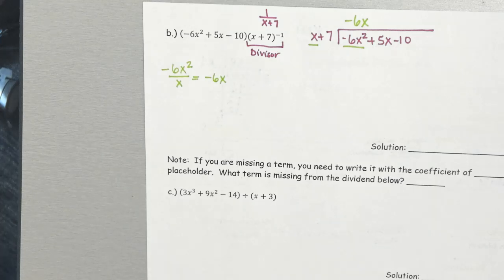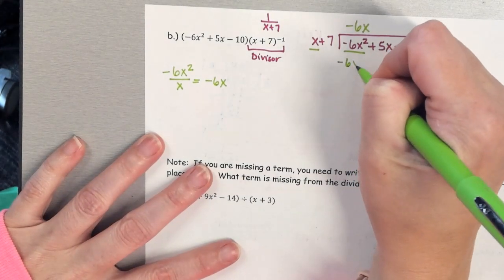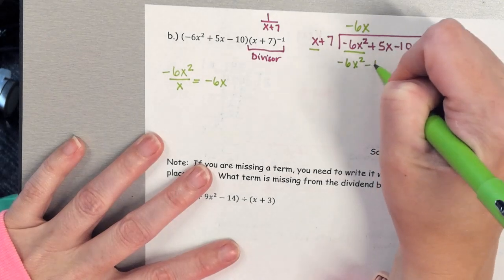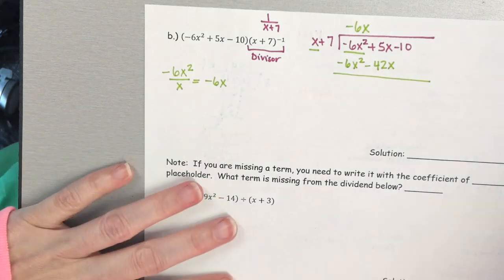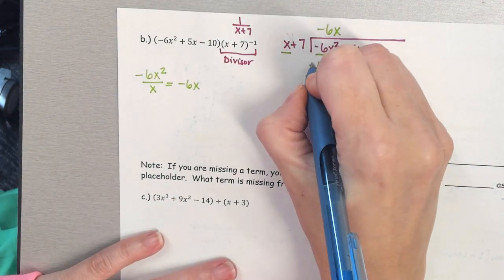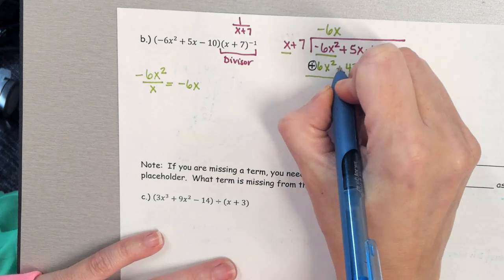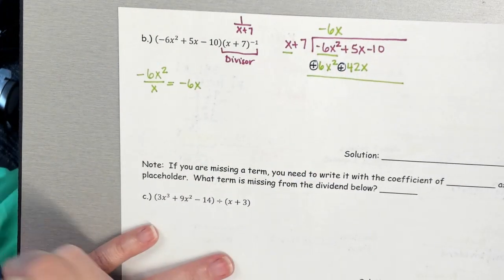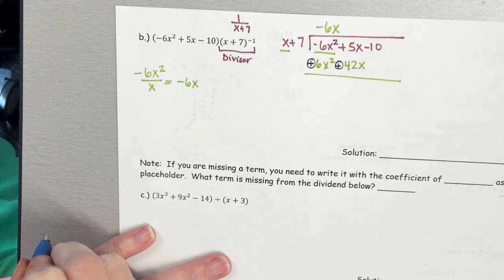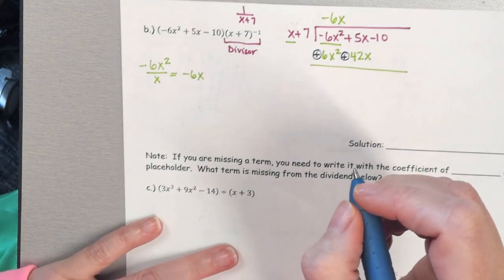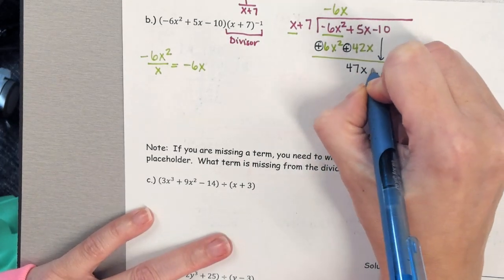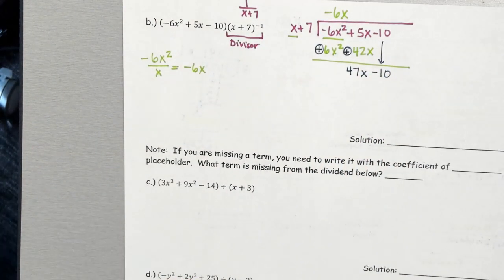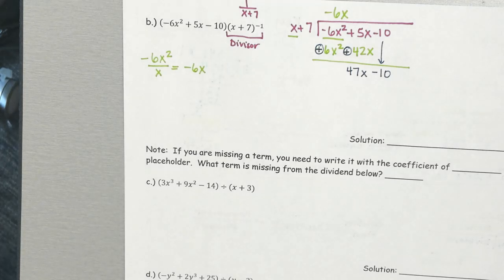All right, so then you should have -6x squared. -6 times 7 is -42. Okay, and then once you have that, you're going to distribute the negative. So this becomes a positive. A negative times a negative is a positive. These should always make 0, okay, once you distribute the negative. 5 plus 42 is 47. You're going to drop down the -10. Okay, and then you are going to repeat the process.